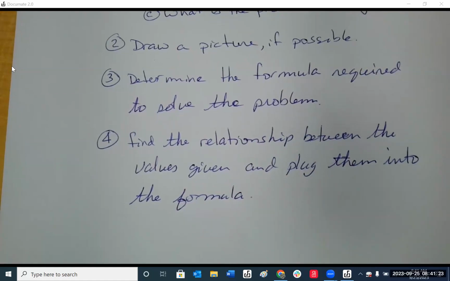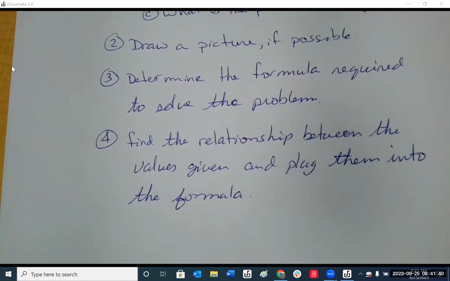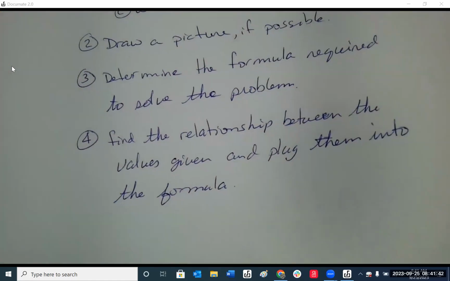Okay. So those are pretty much, yeah, we could put it into 5 steps, but these are pretty much 5 steps. Find out what's given to you, find out what they want, find out what you have and what you need, and then put it all together. All right. Let's look at an example here.